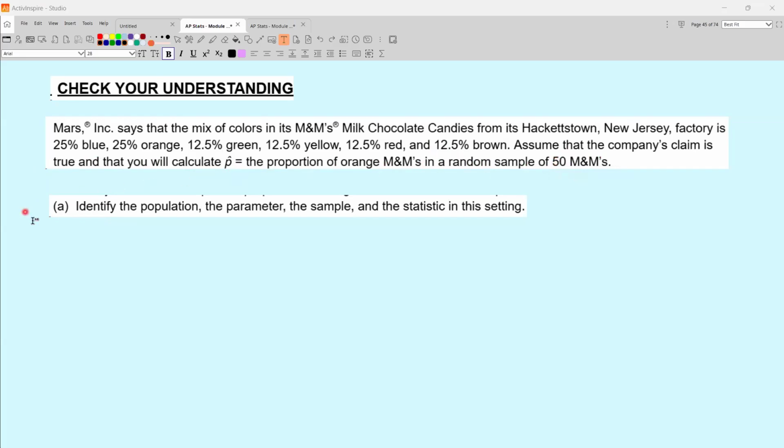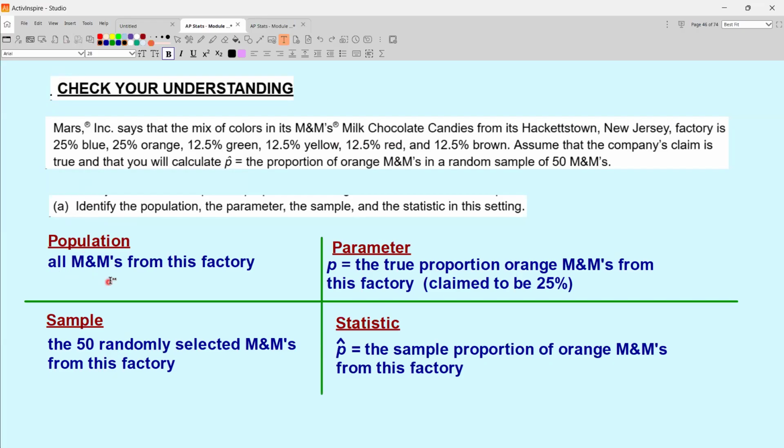What we want to do is identify the population, parameter, sample, and statistic in this setting. So if you're ready, the population is going to be all M&Ms from this factory. The sample is going to be the 50 that were randomly selected from this factory. The parameter, we're talking about the true proportion of orange M&Ms. Look at this. p hat is the proportion of orange M&Ms in a random sample of 50 M&Ms. So we're trying to calculate the true proportion of orange M&Ms. That's p without the hat. Then the statistic will be p hat, which is the sample proportion of orange M&Ms.